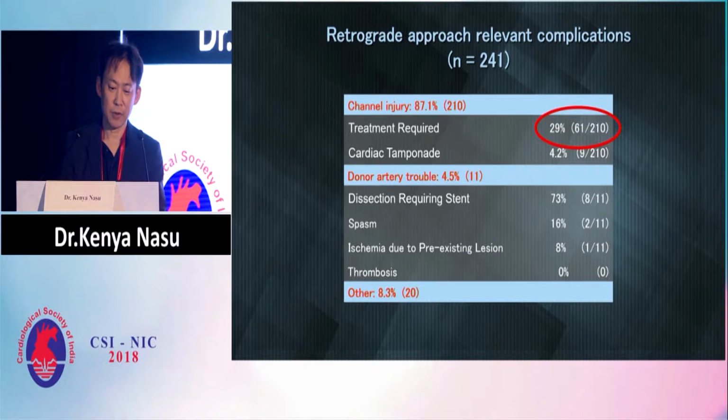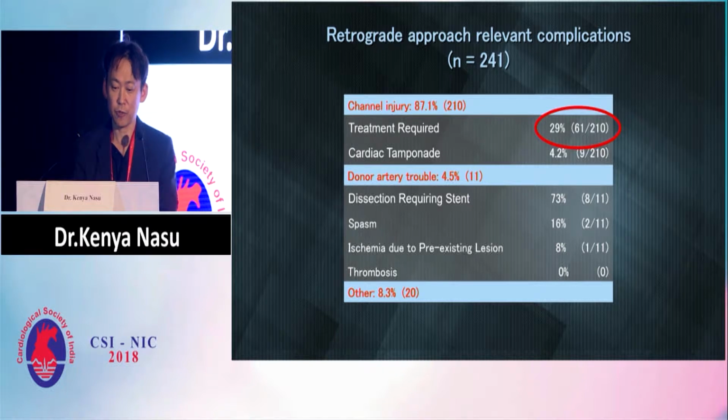But in terms of retrograde channel injury, we saw channel injury in 210 cases, with treatment required in 61. That means 30% of channel injuries should be treated by some hemostasis procedure. Also, 4.2% of channel perforations are associated with cardiac tamponade.